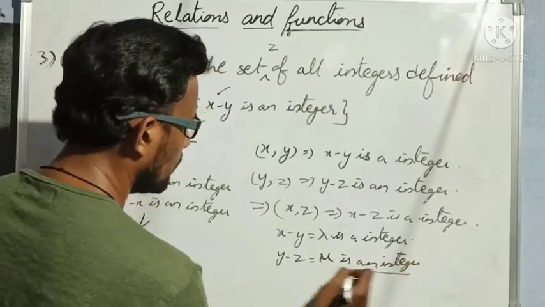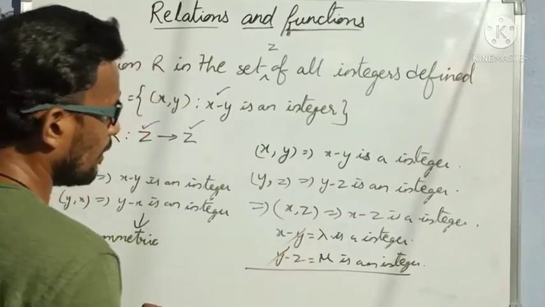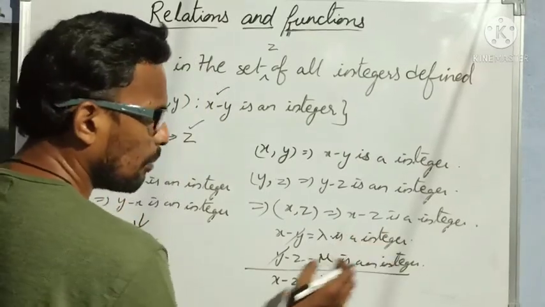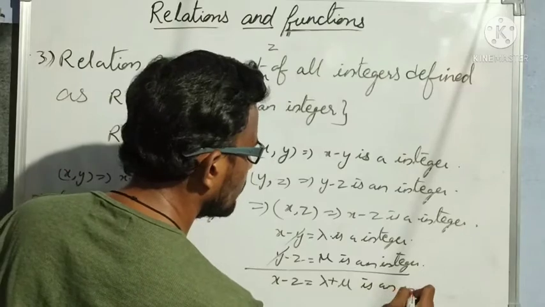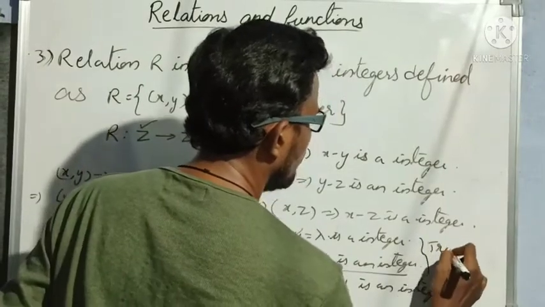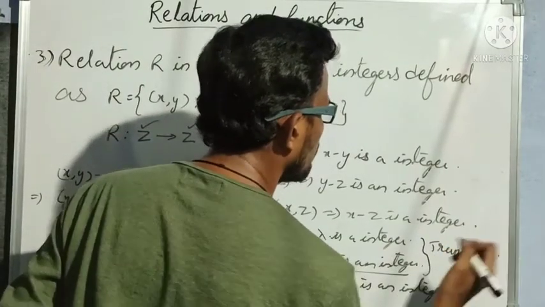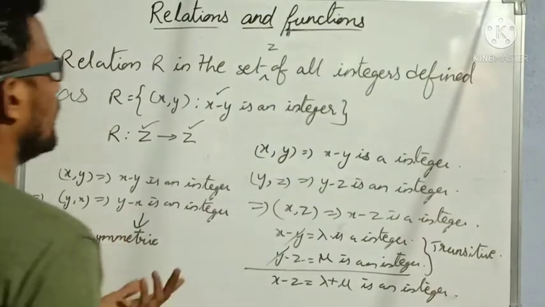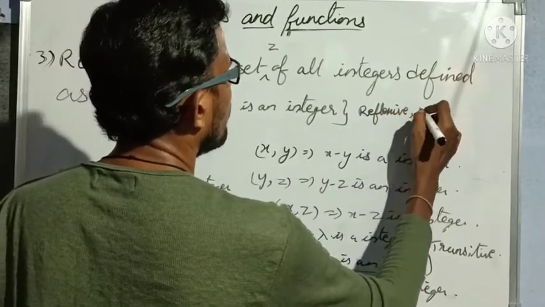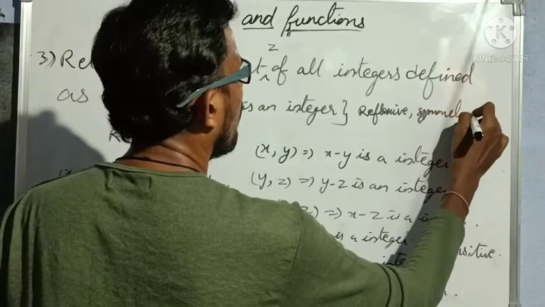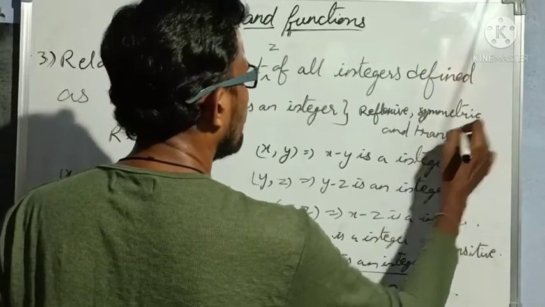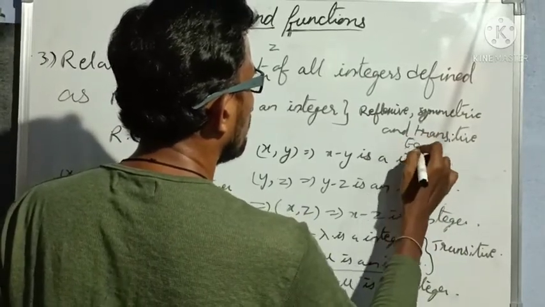So if I add both, then y minus y plus y gets cancelled, then x minus z is equal to lambda plus mu. Means integer plus integer is also an integer, am I correct? So from this we can prove that this relation is also transitive. Yes, therefore this relation satisfies reflexive, symmetric and transitive. So if all three are satisfied, then I can say that this relation is what type of relation? Equivalence relation.